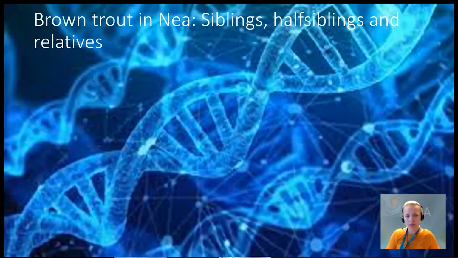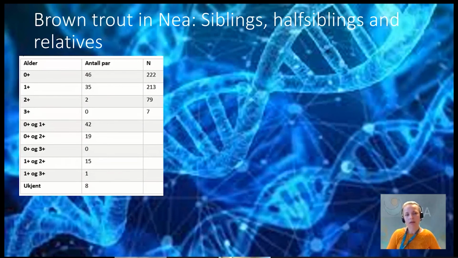And we could actually use these genetic samples to find out if these fish are siblings, half siblings, relatives, who their parents are. And what we found was, I apologize for this table being in Norwegian, that a large amount of the juvenile fish, both the trout juveniles which were born this year, but also trout that were born the year before, and the year before that, were actually siblings or half siblings. This indicates that there are quite few parents, much fewer than we would expect in such a large river system.